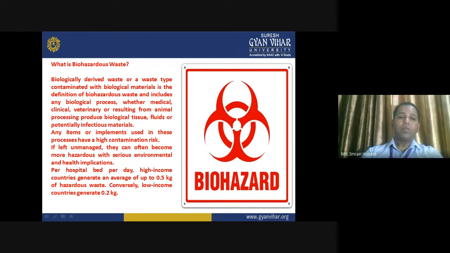Per hospital bed per day, high income countries generate an average of up to 0.5 kg of hazardous waste. What they are trying to explain is that in a developed country, if you take the example of a patient on a hospital bed, per bed they produce waste equivalent to 0.5 kg. Conversely, in developing, low income countries, they generate 0.2 kg of biohazardous waste. So you must understand the scenario in which these waste materials are generated and the conditions required to deal with it.